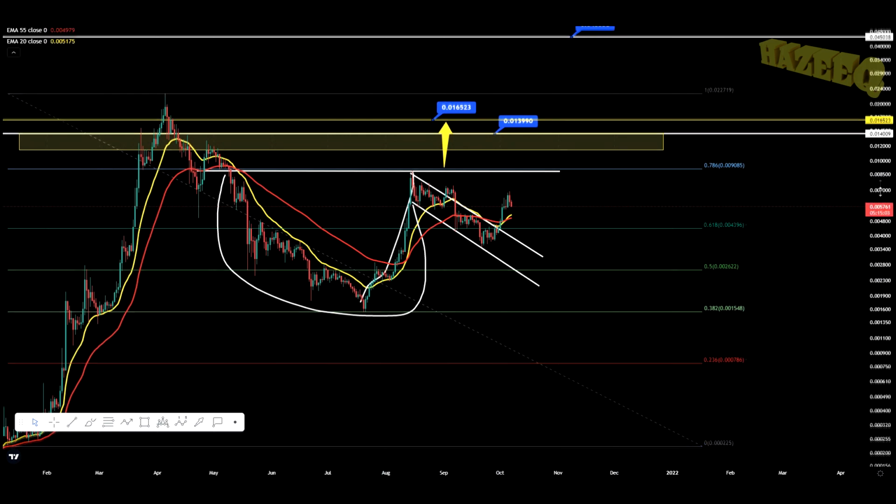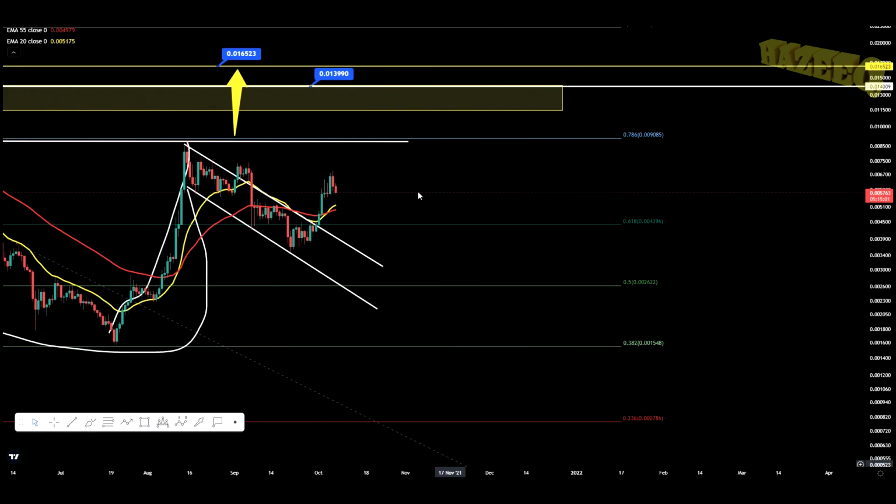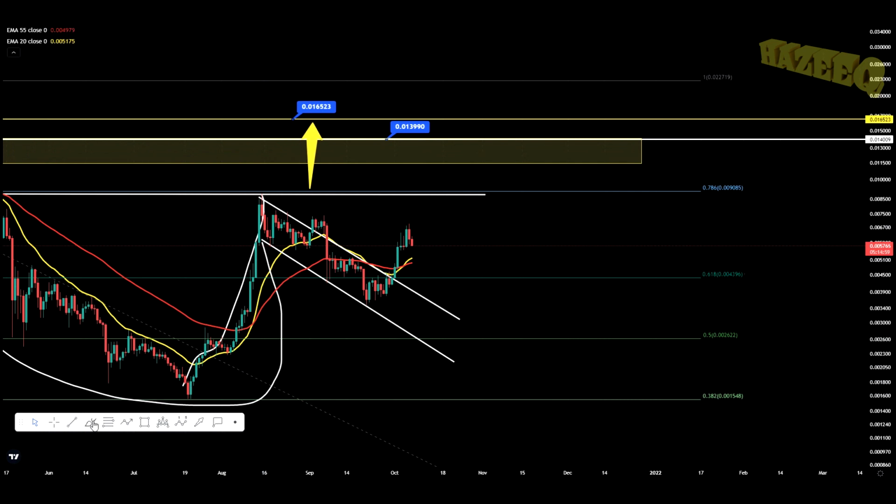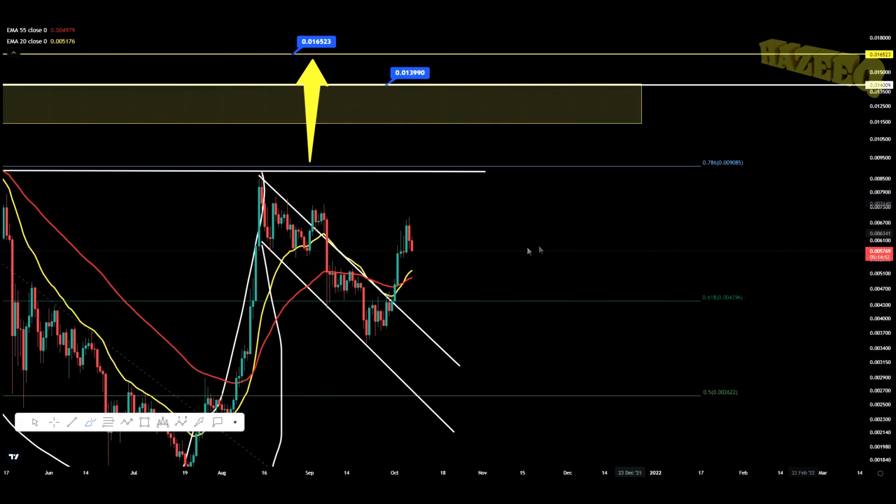So on the daily chart, we're a bit overextended from the 20 EMA. So look to find some support on the 20 EMA. You can put some buy orders over here on the 20 EMA. That is sitting at 0.00517. So perhaps you can get a bounce off of that and then have your move towards the upside.